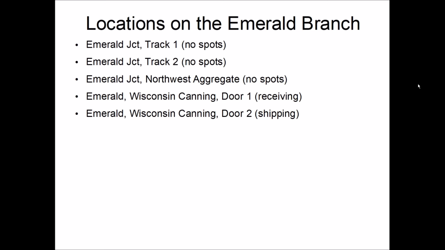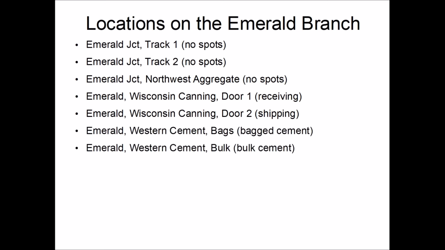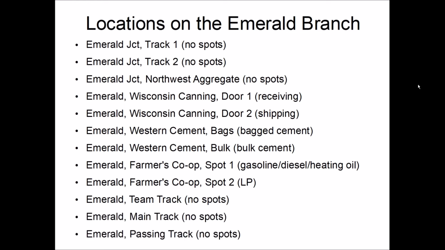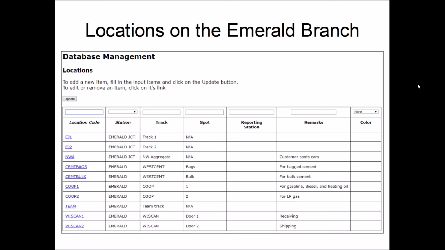Wisconsin Canning has door 1 where they receive incoming packaging materials, and door 2 where they ship. The Western Cement Company has a spot for their bag cement and for their bulk cement delivery. The Farmers Co-op has a spot for gasoline and a spot for LP. The Team Track, of course, has no spots again because the cars can be placed anywhere on that. And then we have the Emerald passing siding and the Emerald main track. Cars can still be placed there, although they are non-customer sites. So here we see all the locations that are on stage at the moment.